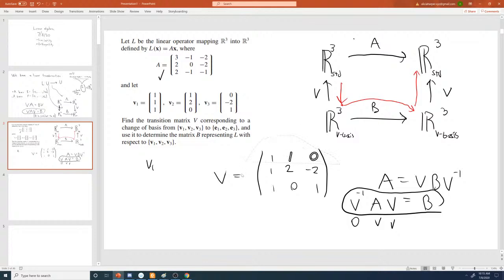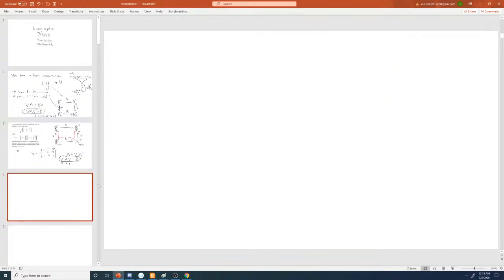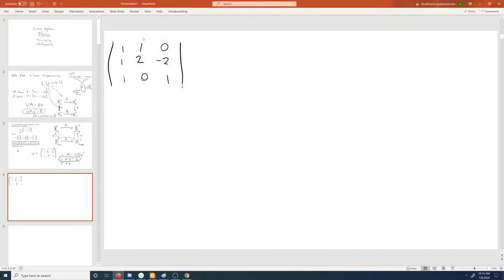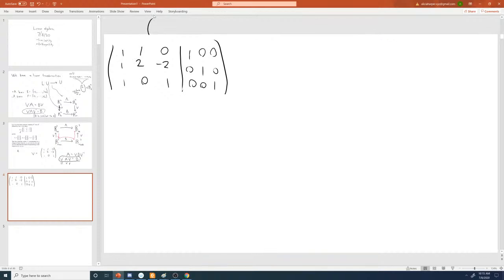We simply take this, and we're going to regard it as an augmented matrix. So I'm going to get rid of this right here, and I'm going to put the identity matrix on the right. So this is V augment I. What I'd like to do is perform row operations on this augmented matrix so that the left side of the augment becomes the identity, which in turn will make the right side into V inverse.